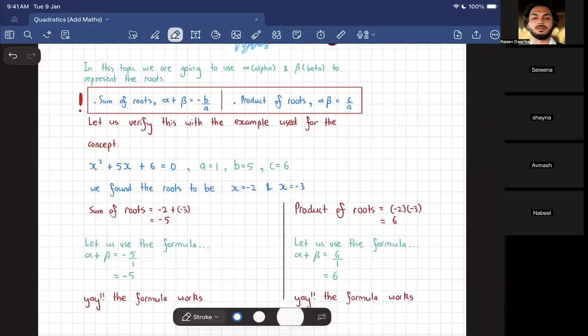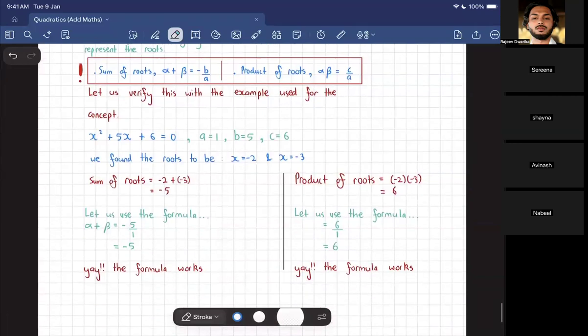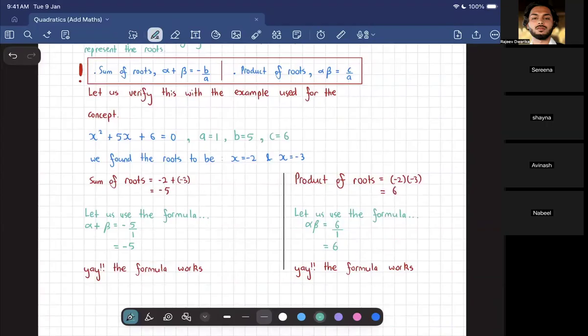Yes, Serena? For the part on the product of roots, when you used the formula, you didn't fix the alpha by beta. Oh, it's still alpha plus beta. Sorry about that. Good point. It's supposed to be alpha beta because it's the product. Good.